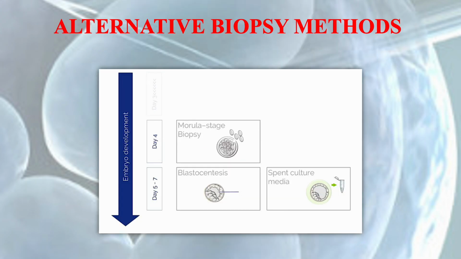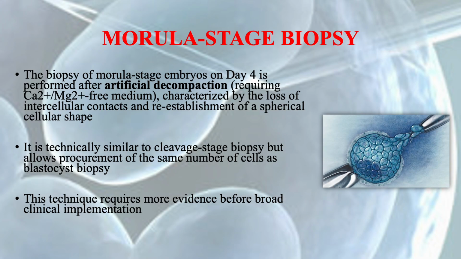What are the alternative biopsy methods? The first alternative biopsy method is the morula stage biopsy, and the second are the less invasive or non-invasive biopsy methods. The less invasive is blastocentesis and non-invasive is spent culture media. Coming first to the morula stage biopsy. The biopsy of morula stage embryos on day 4 is performed after artificial decompaction. I already told in the last slide that in the morula, the cells are highly adherent to each other, so it becomes difficult to take out a single cell.